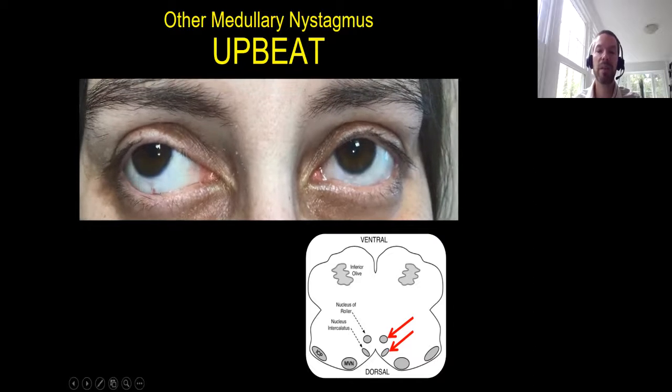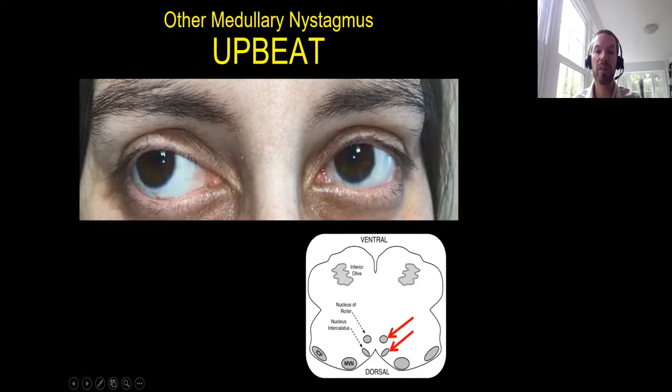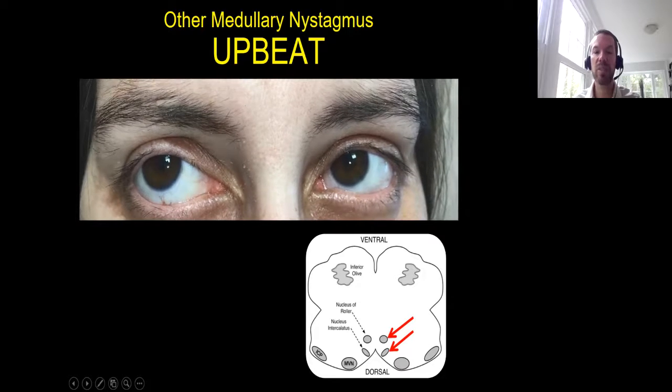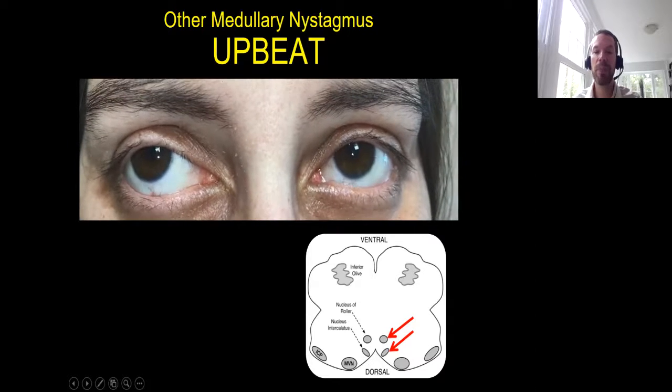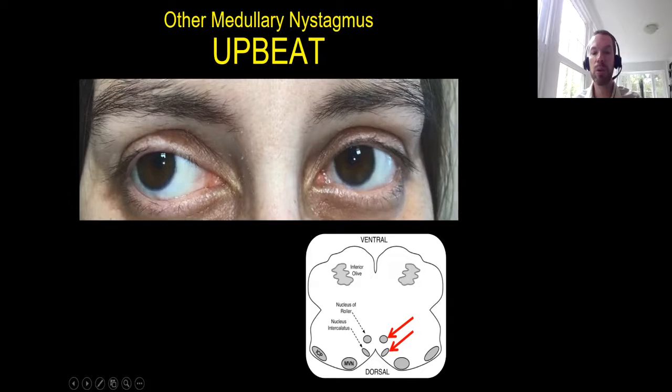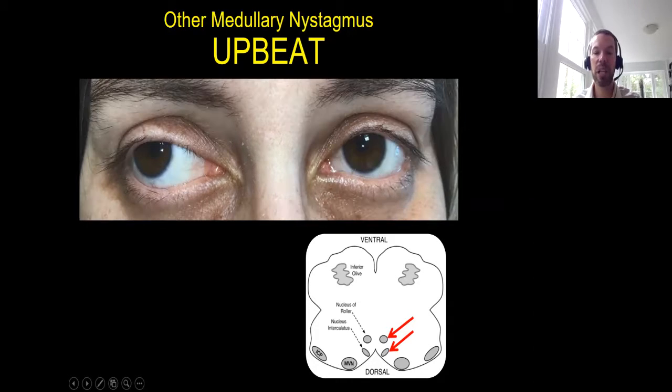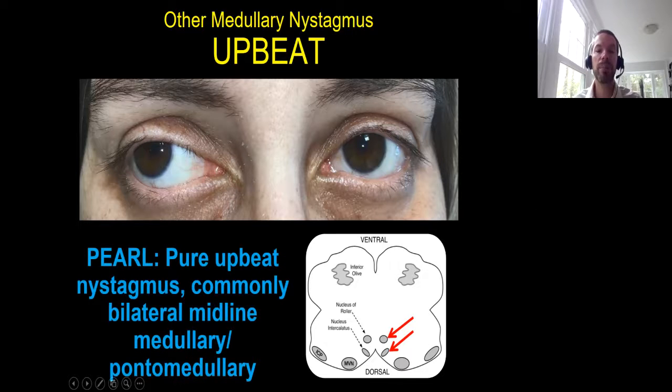What about upbeat nystagmus? This is another example of thiamine deficiency. And again, Wernicke's encephalopathy tends to affect these midline brainstem structures. In this situation, the nucleus of Roller and nucleus intercalatus were affected, causing upbeat nystagmus. Again, now we're talking about the medial medulla. We're not talking about the lateral medulla. You would not expect to see upbeat nystagmus in a Wallenberg syndrome. But if you see pure upbeat nystagmus, this is commonly due to bilateral midline medullary or pontomedullary lesions.